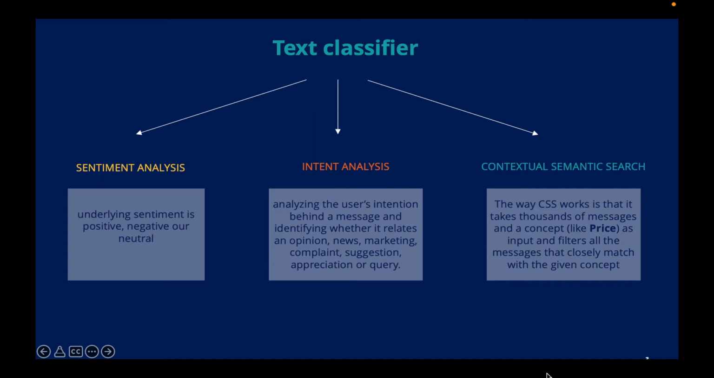Next, we have contextual semantic search. It works in such a way that it takes thousands of messages and a concept as an input and it filters all those messages with respect to the concept and gives us an output. Looking at the similar example, if the price of that particular product is set to a certain amount, the company wants to understand if the users are taking it in a positive or a negative way. It filters all the messages with the concept, with price, and the company gets the desired output.